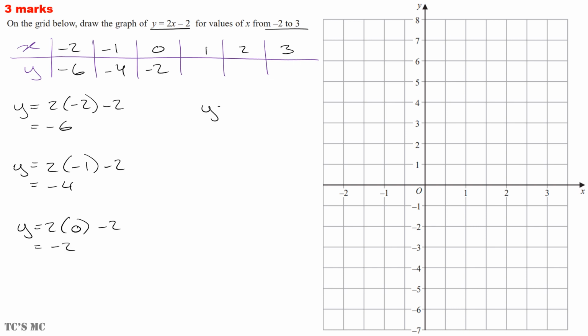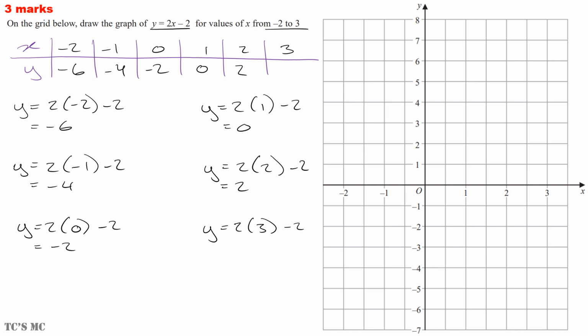And then y equals 2 multiplied by 1 subtract 2, which is 0. And you should notice a pattern. 2 multiplied by 2 subtract 2, and we get 2. And even if you didn't work it out, you should see that for 3, it is 4.